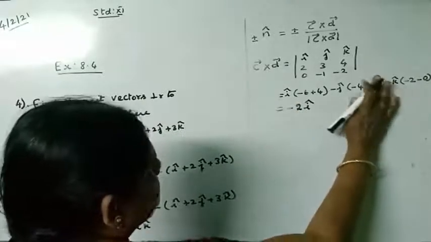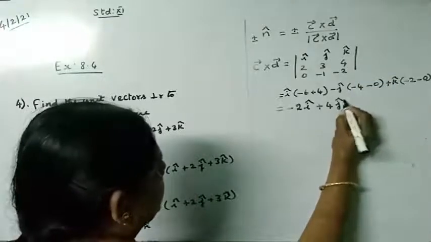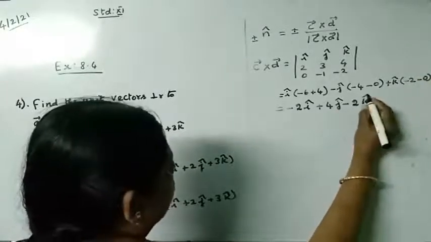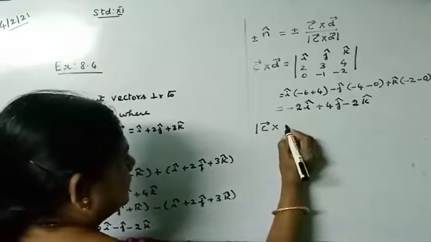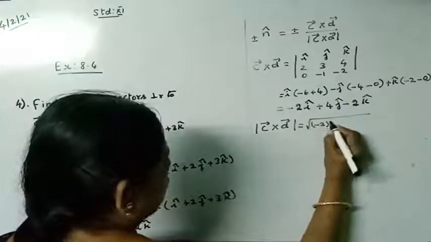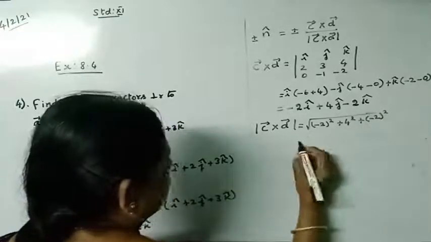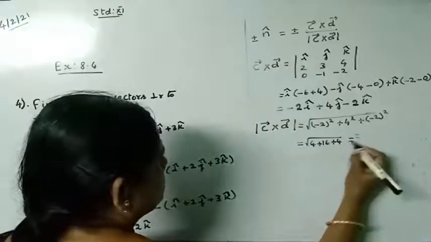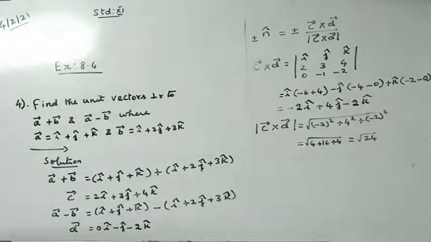Minus 4, so this is cancelled. 0 cancels, minus 4. Minus minus plus, 4j cap. Minus 2, 0 cancels. So minus 2k cap. So modulus of C vector cross D vector is equal to square root of minus 2 the whole square plus 4 square plus minus 2 the whole square. So which is equal to 4 plus 16 plus 4, equal to square root of 24.